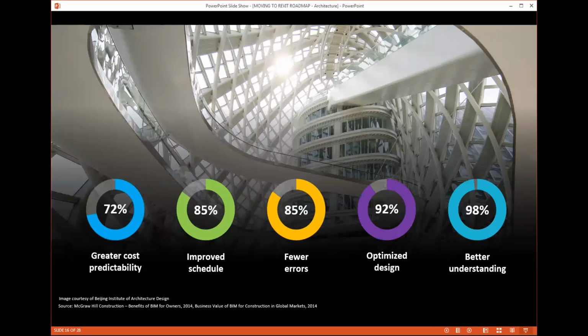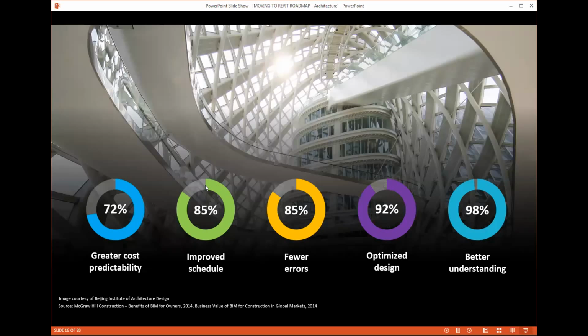We also have this analysis that was carried out by McGraw Hill Construction, which is titled "The Benefits of BIM for Owners," and it was carried out in 2014 as BIM value, business value of BIM for construction in global markets. Out of the people that they spoke with, 72% of the respondents who are already on BIM said they were able to predict their costs to a greater level.